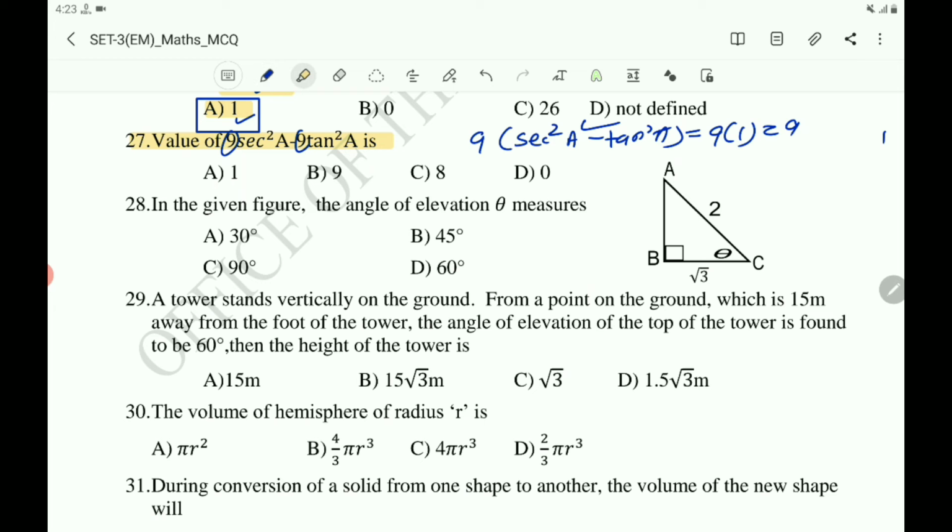So what is the answer here? Option B is the answer. Put the answer.